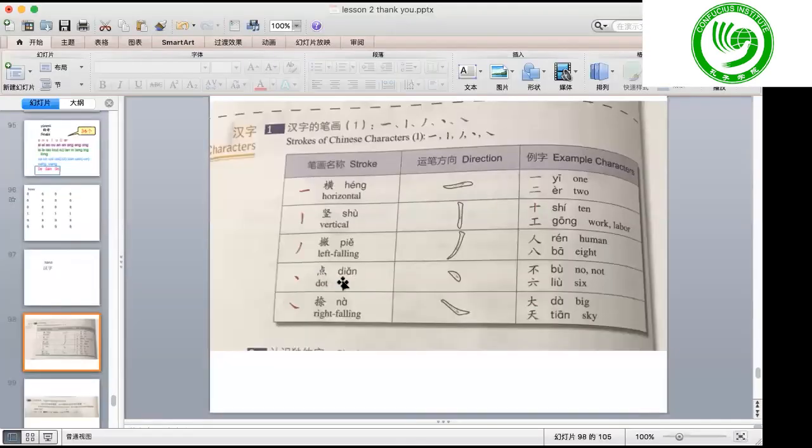And then next the stroke, it is called 点, a dot. 点. How to write a 点? It is like this. A little dot. 点.